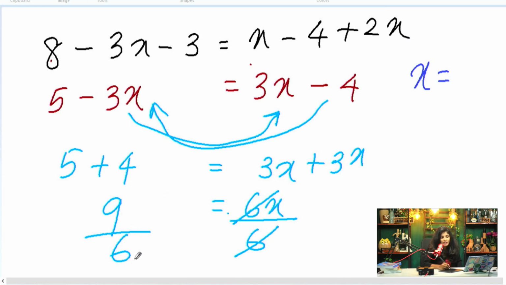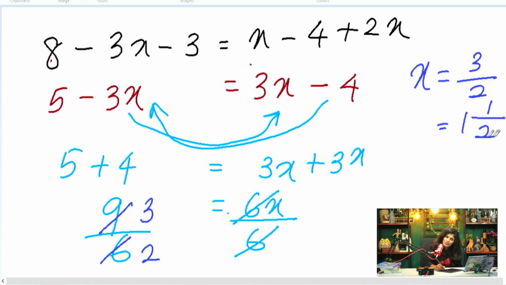I will cut both sides by 3. 3 times 2, 3 times 3. The fractional answer is 3 over 2. This is an improper fraction. We can make this one into a mixed number, 1 and 1 over 2.